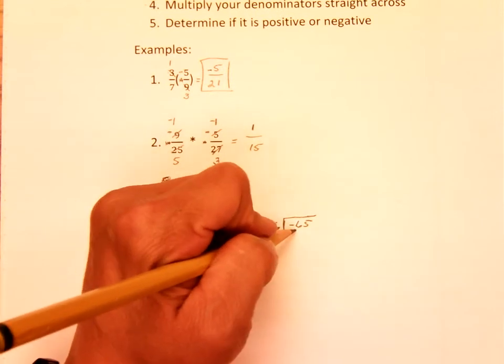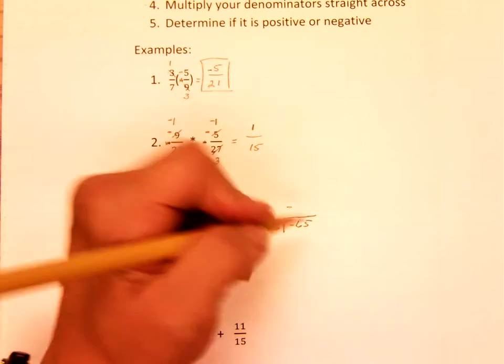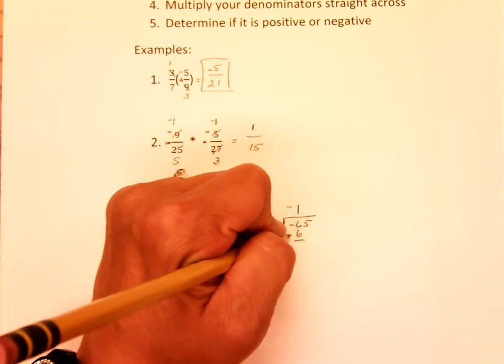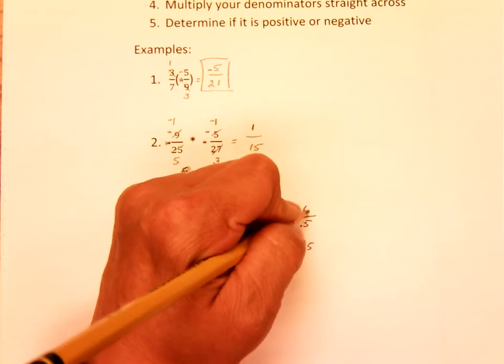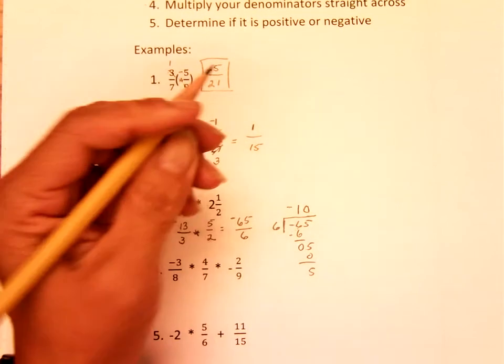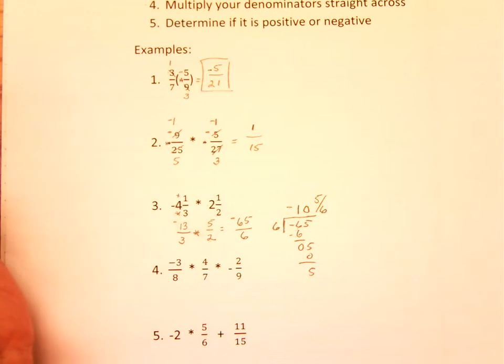You have to ask yourself, do you win or lose? You lose. Automatically put that negative in there so you don't forget your negative. Now divide. 6 goes into 6 once. Subtract is 0. 6 goes into 5? It does not, so it's a 10. And your remainder is 5, so it'll be 5 6ths. So your answer is negative 10 and 5 6ths.